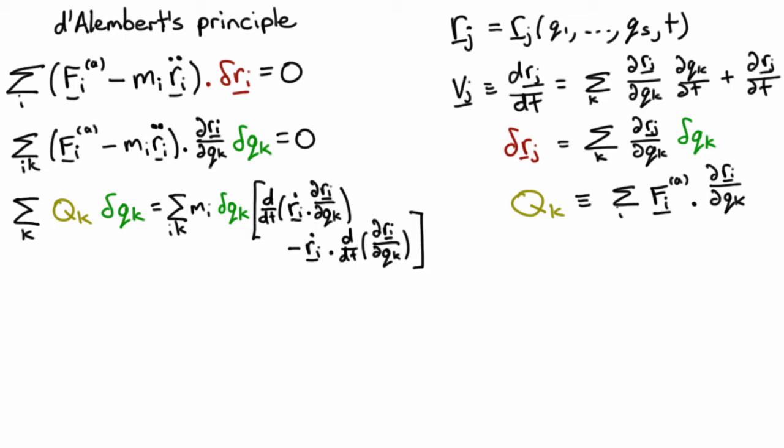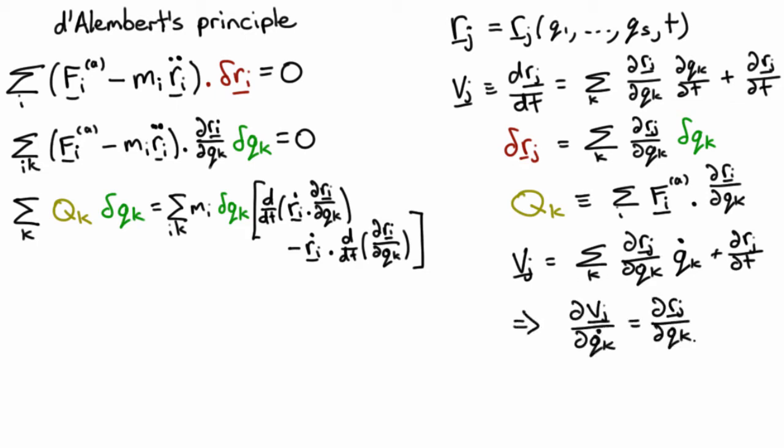The first extra tool we're going to need, we can get from up here. If we look up here, what we have is that Vj is a sum over k, and if I interpret this, that's just q dot k, plus the explicit time dependence. So if I was to take the derivative of Vj with respect to qk dot, what would I get? I would get this term. So this implies, and of course this is exactly what we've got over here, so I'm going to replace that in. But first I want to look at one other result.